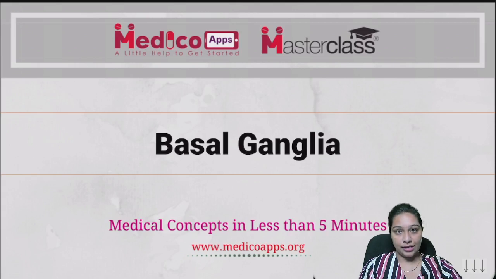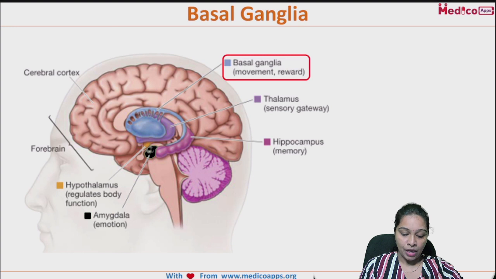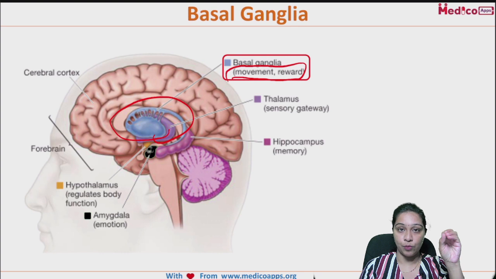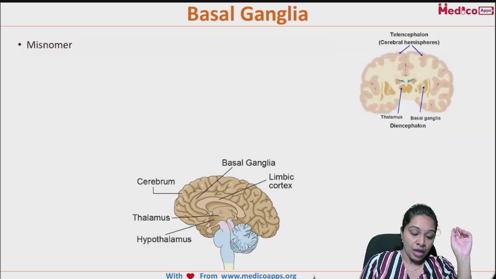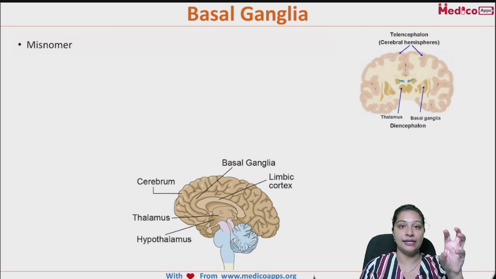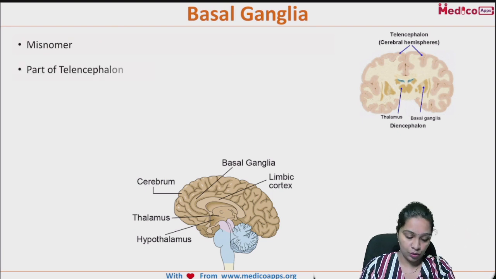Now we're going to learn the anatomy of the basal ganglia. The basal ganglia are structures present in the brain concerned mainly with movement and reward. Basically, basal ganglia is a misnomer because the cerebrum cannot have ganglia in it. That is why we are calling it a misnomer.